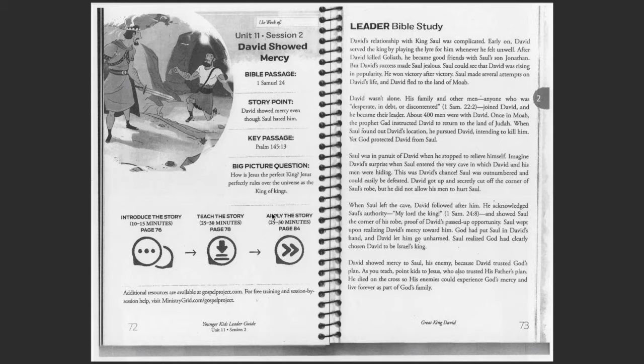So the very first thing you want to do, within a lesson for the younger kids and the older kids, is start off with the big picture question. For example, how is Jesus the perfect king? We're going to be reading out of 1 Samuel 24. So, number 1, state the big picture question.